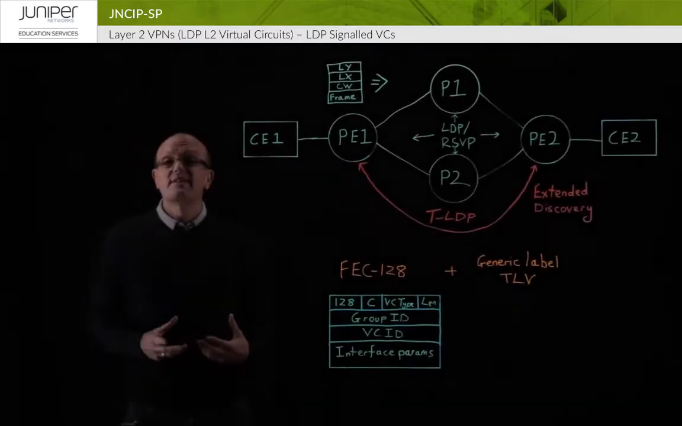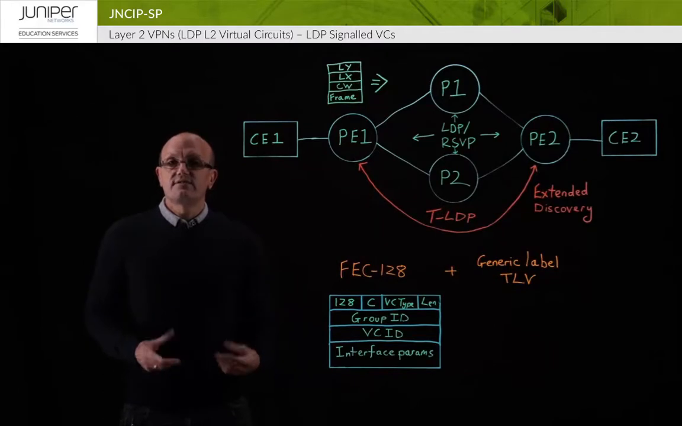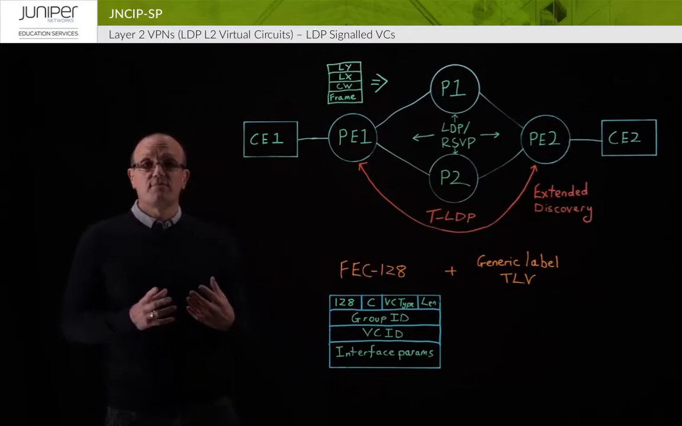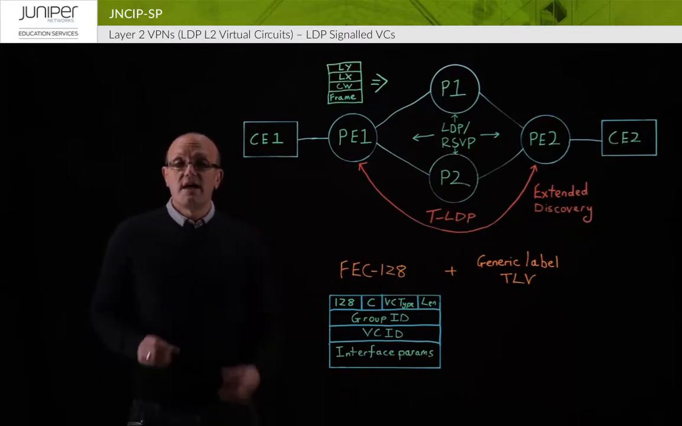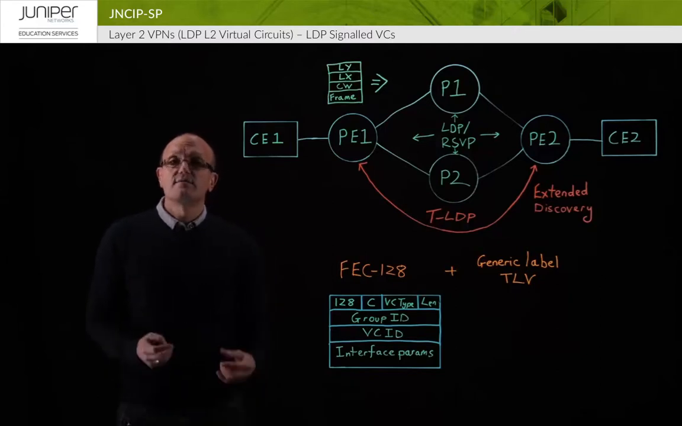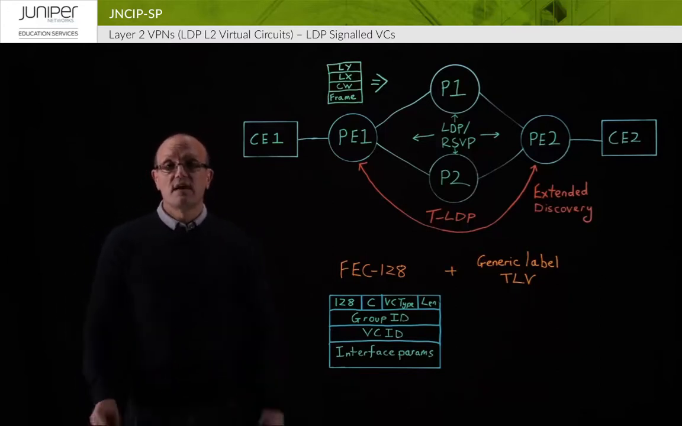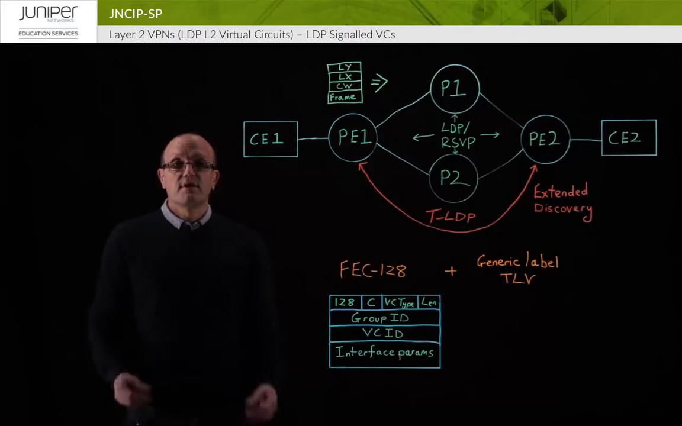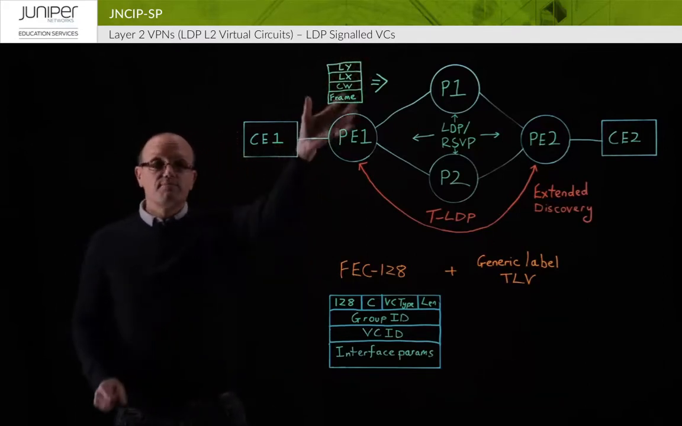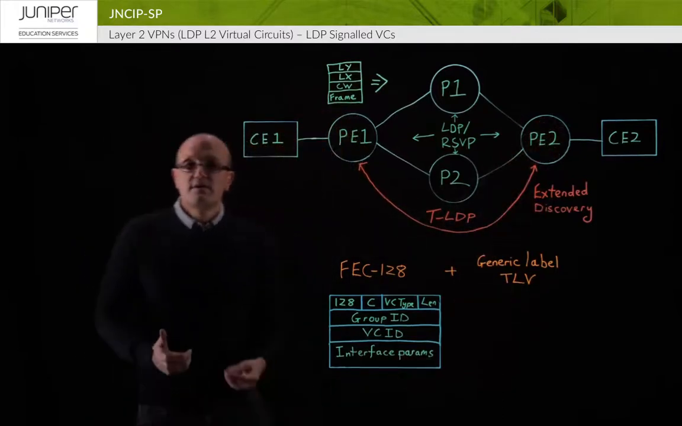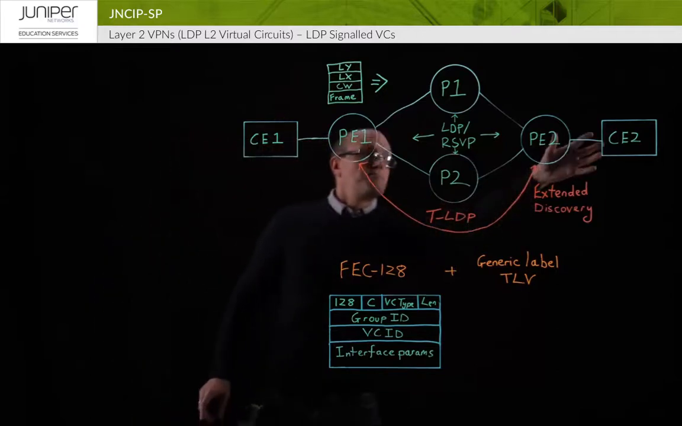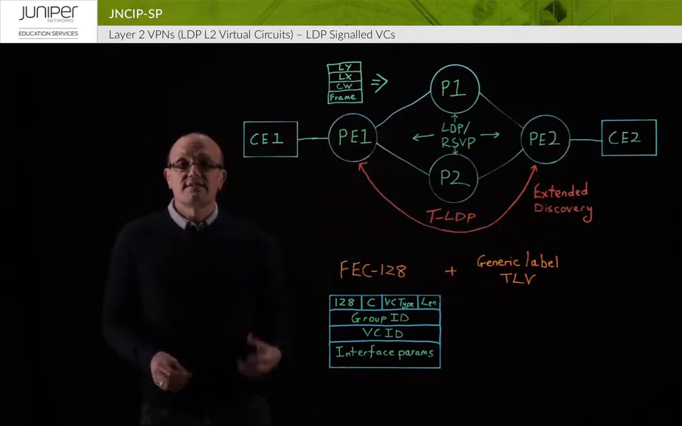In this video, we're going to take a look at LDP signaled Layer 2 virtual circuits. So the first key point to mention here is that the data plane for LDP signaled virtual circuits is exactly the same as if we were looking at BGP signaled Layer 2 VPNs. That is, the packets on the wire that are transmitted from PE to PE that are encapsulating our virtual circuit packets look exactly the same.